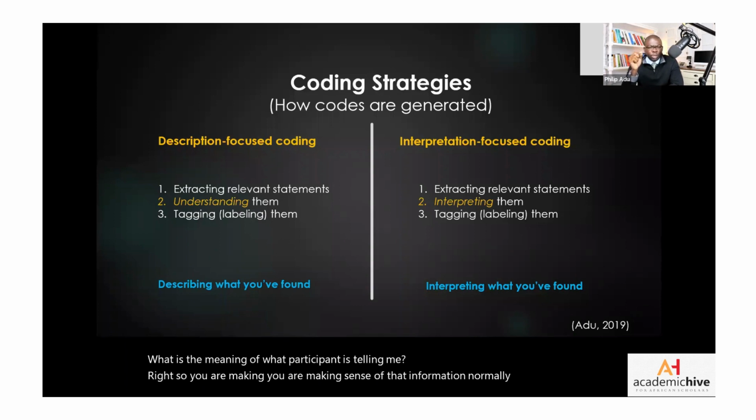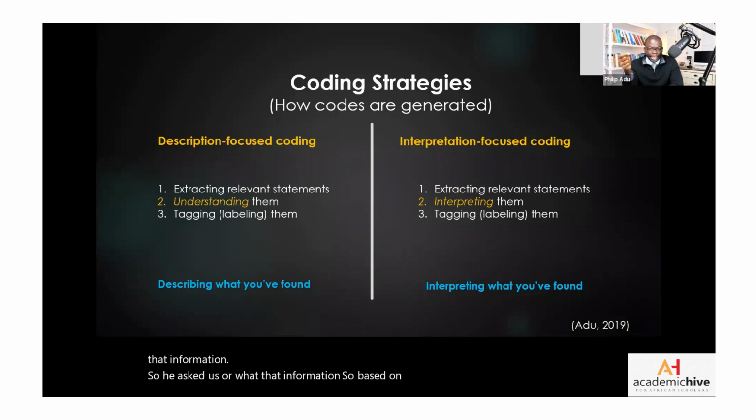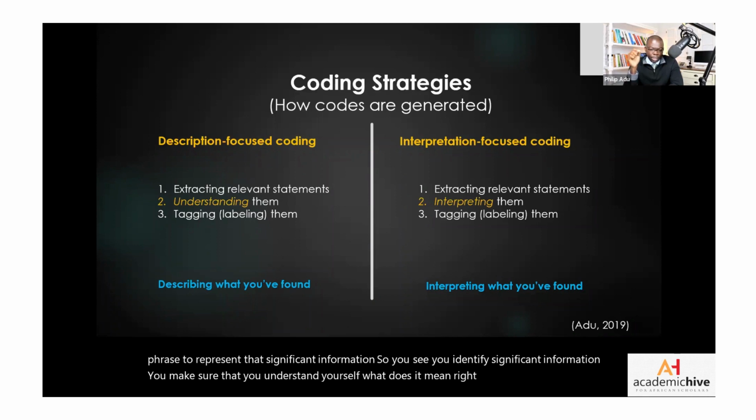Normally you use interpretation where the information the participant is giving you cannot directly address your research question. You have to make sense of that information. So you ask yourself, what does the information mean? So based on the meaning, right, you come up with a phrase to represent that significant information. So you identify significant information, you make sure that you understand, you ask yourself, what does it mean, right? And then based on the meaning, you come up with a phrase to best represent the significant information, at the same time addressing the research question that you have.